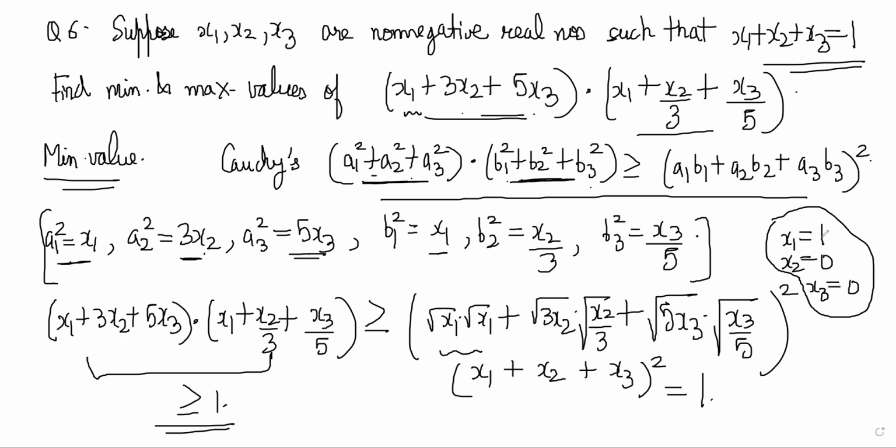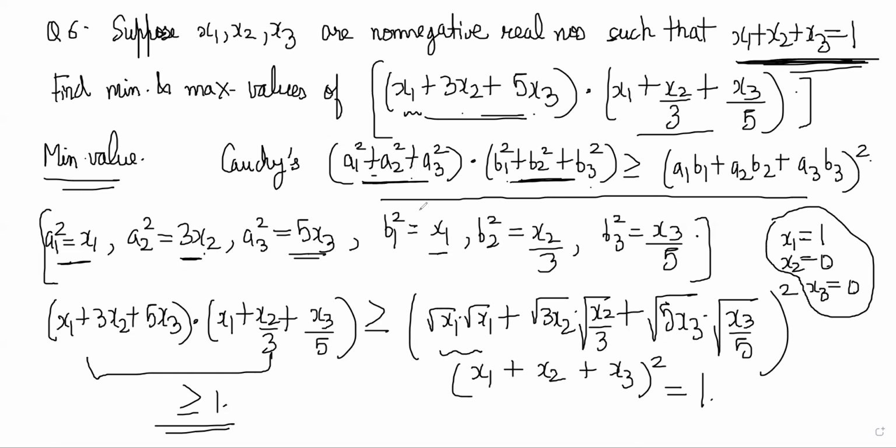In this case, we'll get x1 plus x2 plus x3 is equal to 1, which satisfies the conditions of the problem. And we'll also get that the minimum value will be attained, right? The value of this expression is greater than or equal to 1. The minimum value is attained at this point, right? We have gotten this by direct Cauchy's inequality, right?